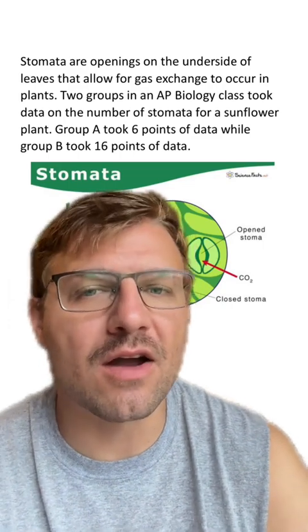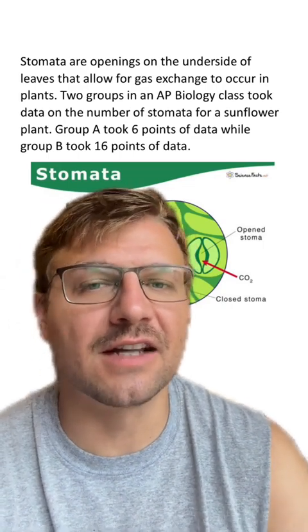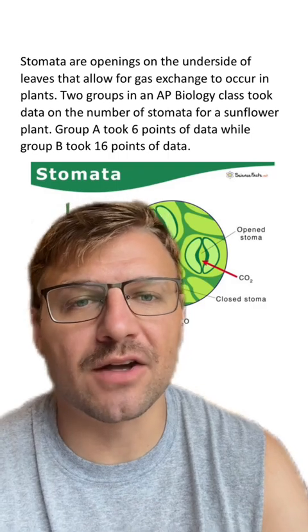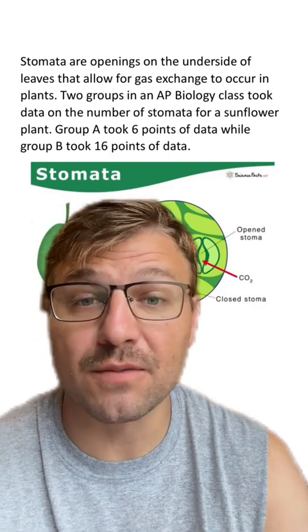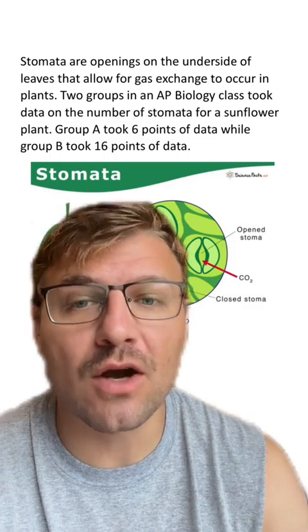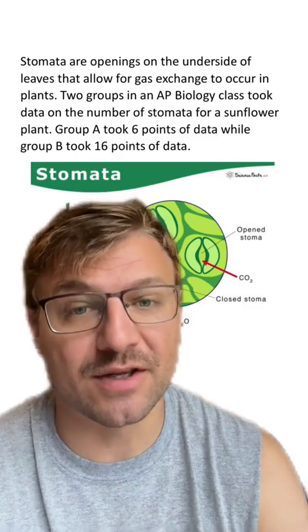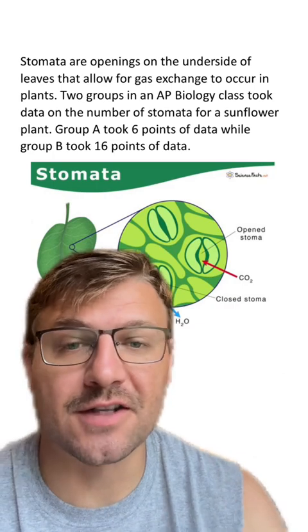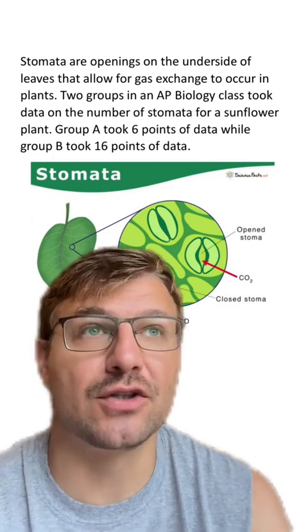It says the stomata are openings on the underside of leaves that allow for gas exchange to occur in plants. Two groups in an AP Biology class took data on the number of stomata for a sunflower plant. Group A took 6 points of data, while Group B took 16 points of data. Okay, so just let's review this. These are stomata. They're the openings on underside of leaves. We had two groups, and they took two amounts of data.